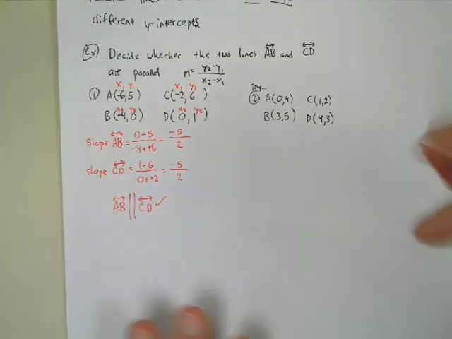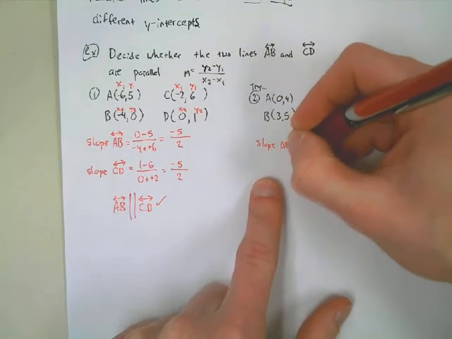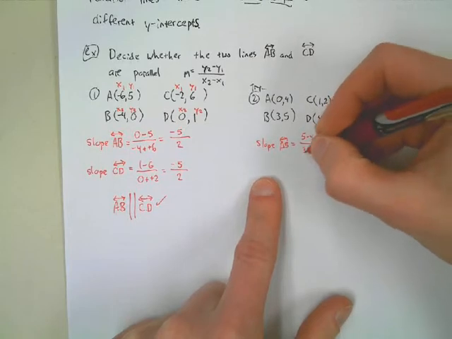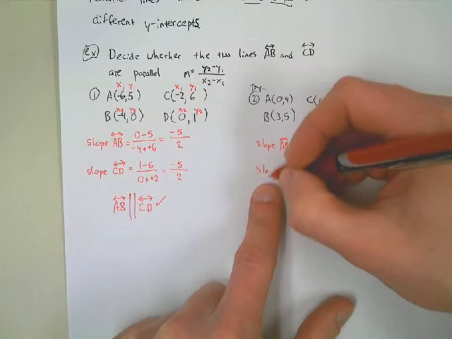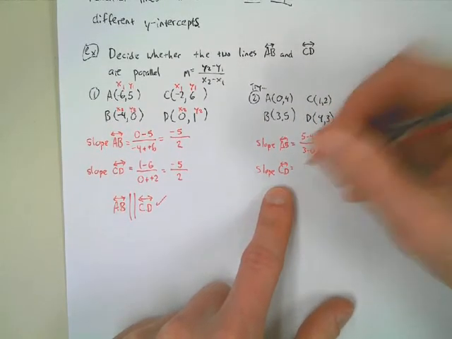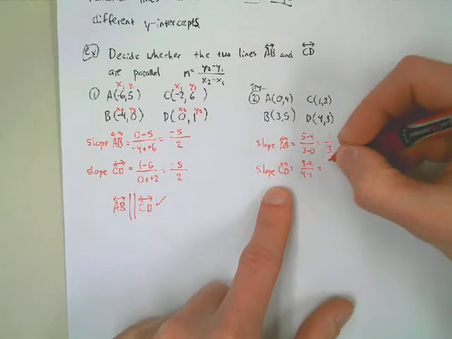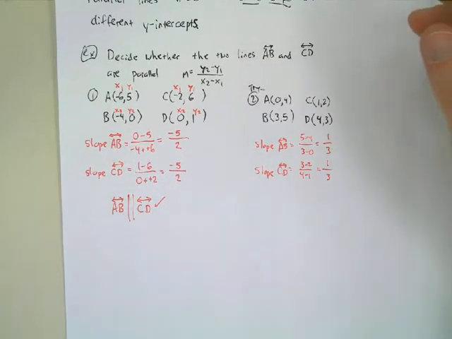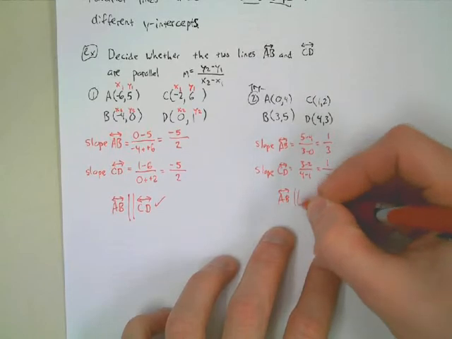So let's take a look at the slopes here real quick. The slope of AB should be 5 minus 4 over 3 minus 0. So 5 minus 4 is 1, 3 minus 0 is 3. And then the slope of CD is 3 minus 2, y2 minus y1, and then 4 minus 1. So 3 minus 2 is 1, 4 minus 1 is 3. And so we get 1/3 and 1/3. And so, yes, AB is parallel to CD.